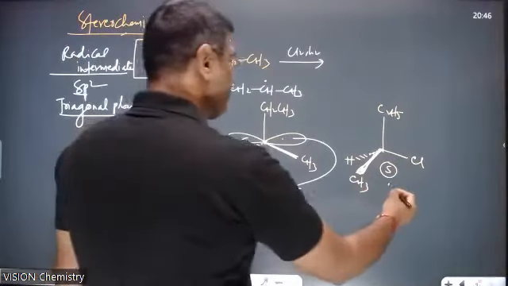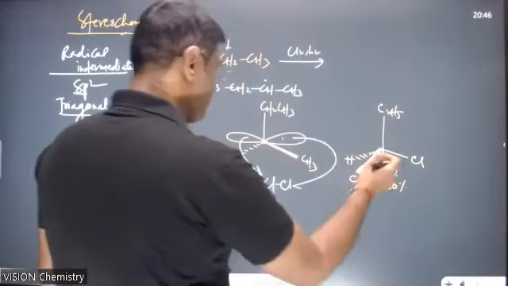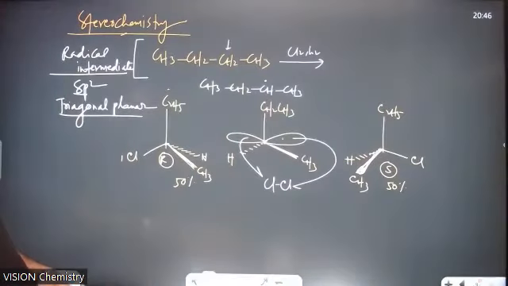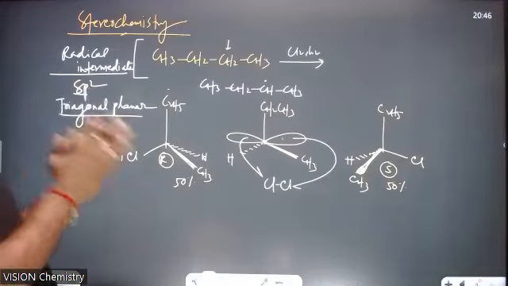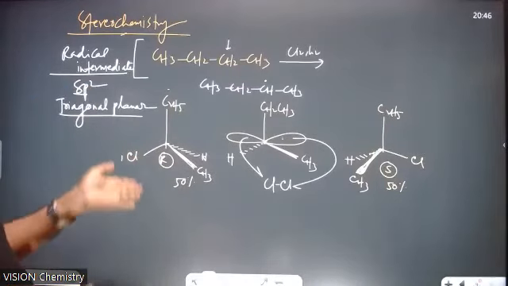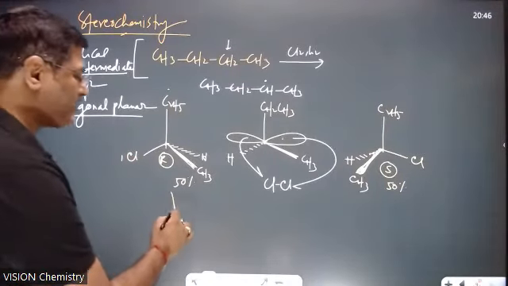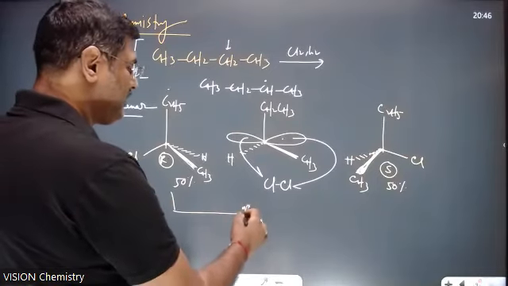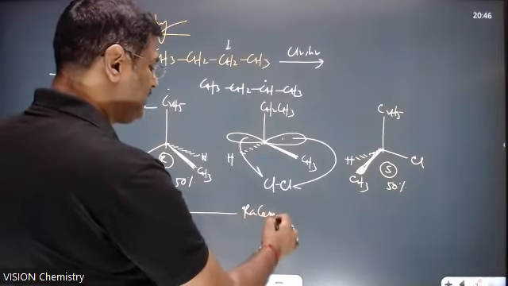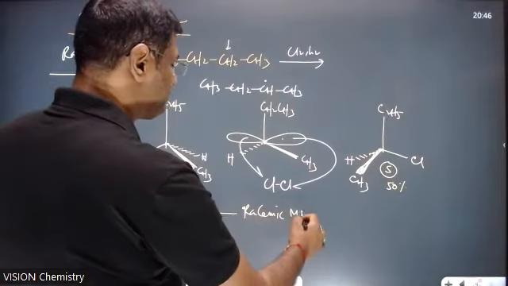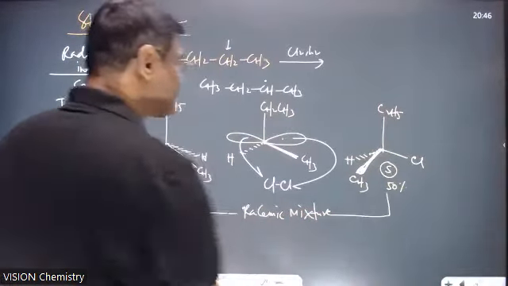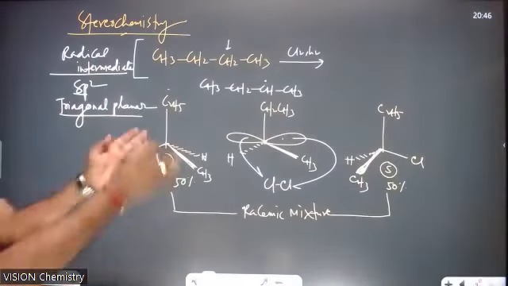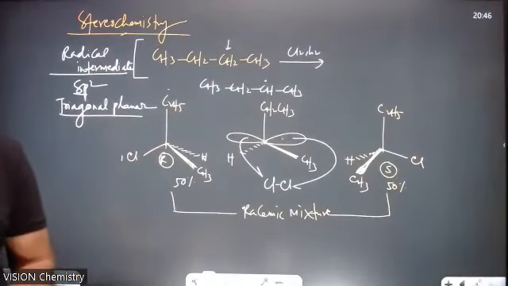This is a kind of reaction where equal attack on the two faces takes place, and we get here an equimolar mixture of these two enantiomers. What do we say this one? We say racemic mixture. Stereochemically, we are getting two different products, and this process is called racemization.